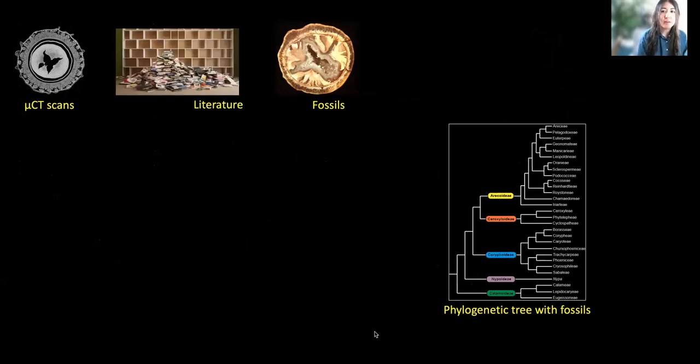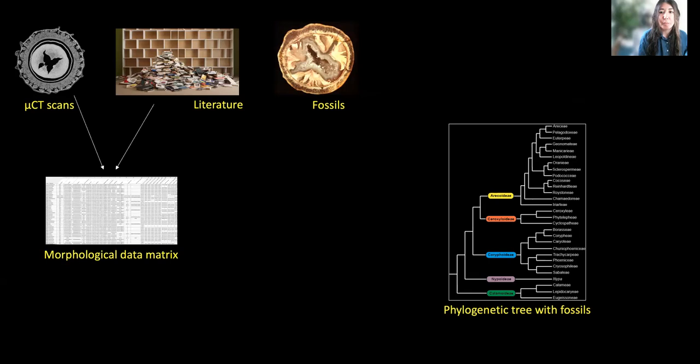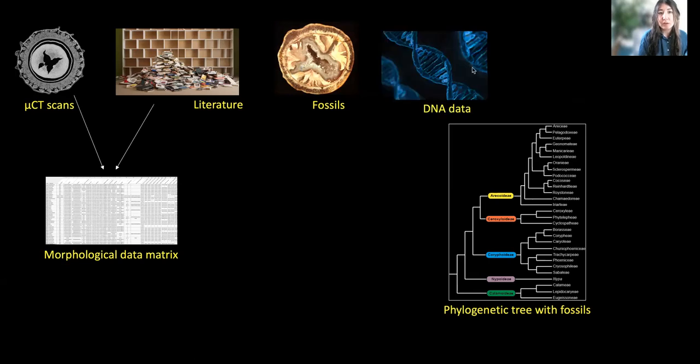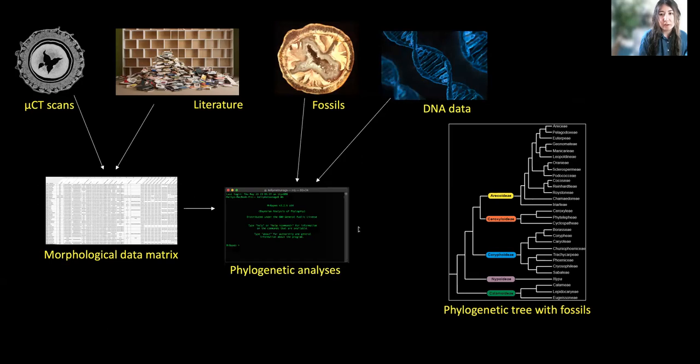So I took my CT data, supplemented it with information from the literature, because there's a lot of information in the literature out there. And we use this to build a data set of fruit characters for the family. This matrix, as well as information from fossils and DNA sequence data from living palms, were all used together in phylogenetic analyses to build trees that included fossils as tips.